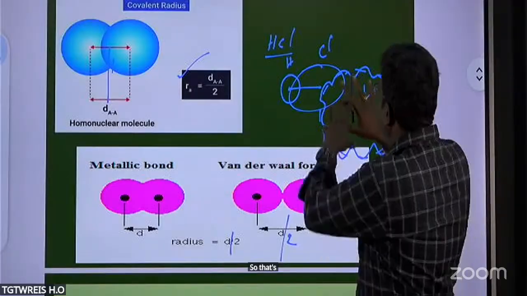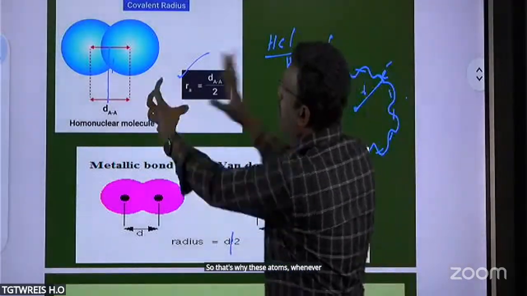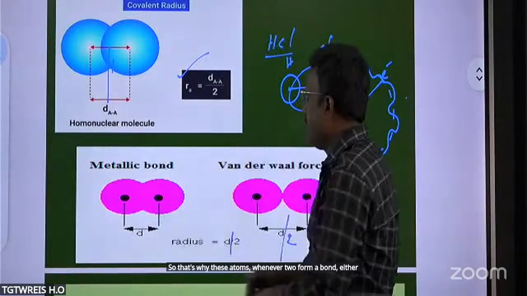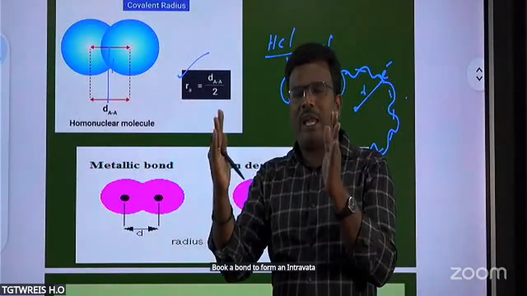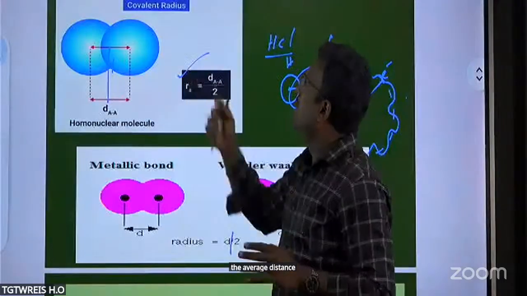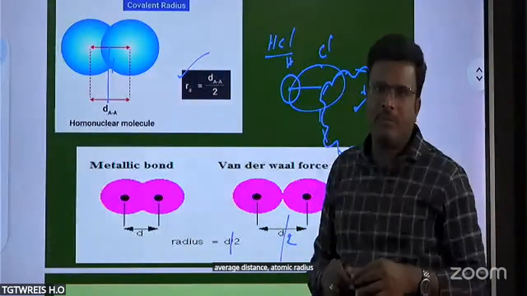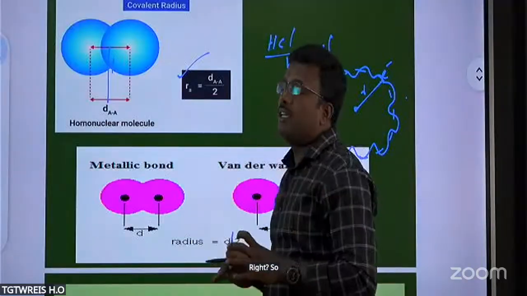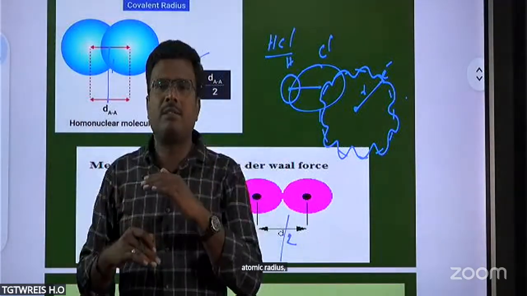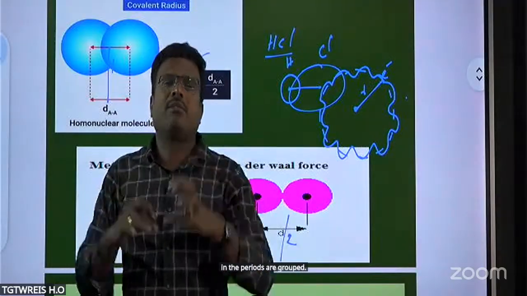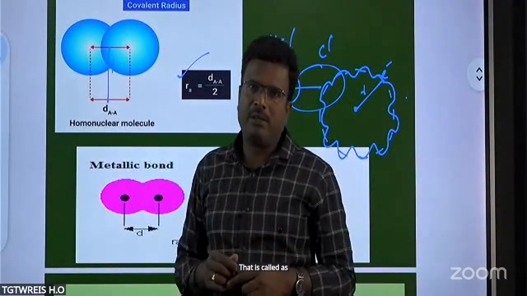So whenever atoms form a bond, either covalent bond or metallic bond or van der Waals bond, after a bond is formed, the average distance between the two, we call atomic radius, right? So how atomic radius changes in a period or group, that is called a periodic function.